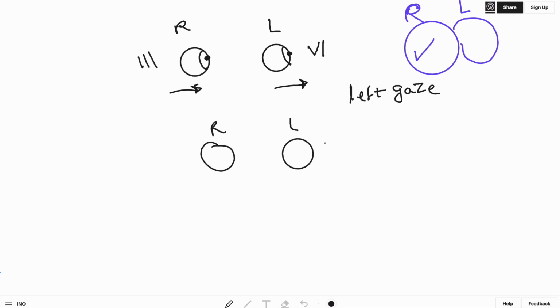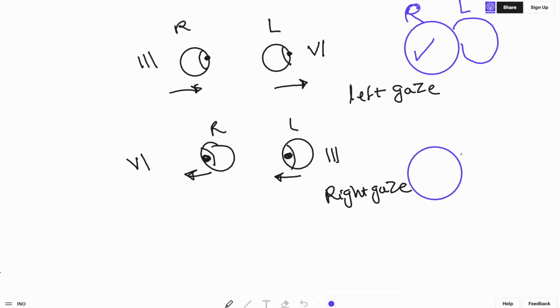So what's gonna happen is the right lateral rectus muscle abducting the eye through the abducens nerve, and the left medial rectus muscle will adduct the eye through the third cranial nerve oculomotor to mediate right gaze. This is called conjugate eye movement. Now, which side of your brain mediates right gaze? It's the left side of your brain.